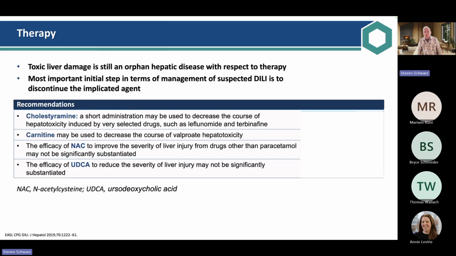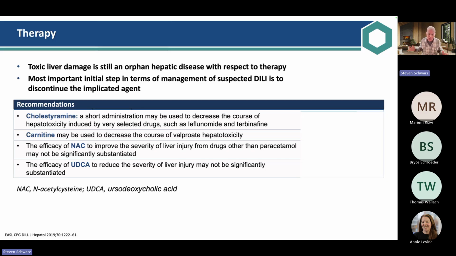Again, in a patient with valproate, carnitine, because it enhances function of the mitochondria, it helps shuttle fatty acids across the inner mitochondrial membrane, and may be used to decrease the course of valproate.